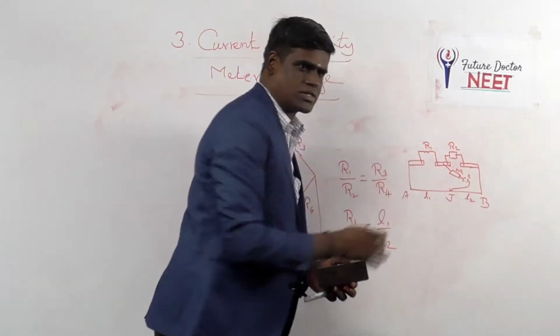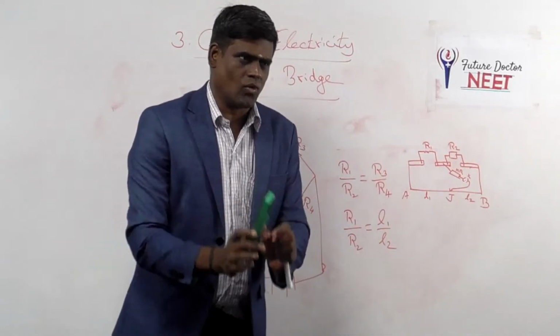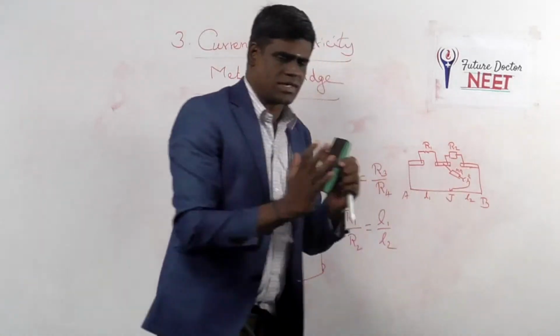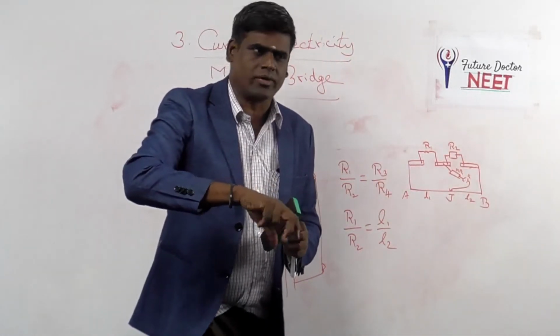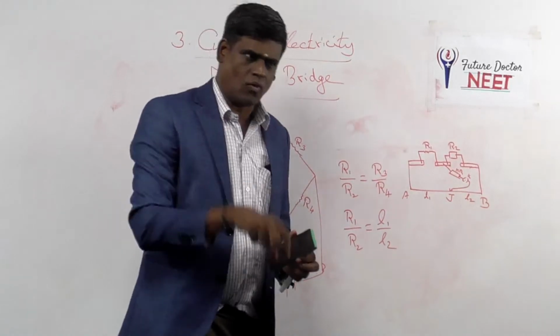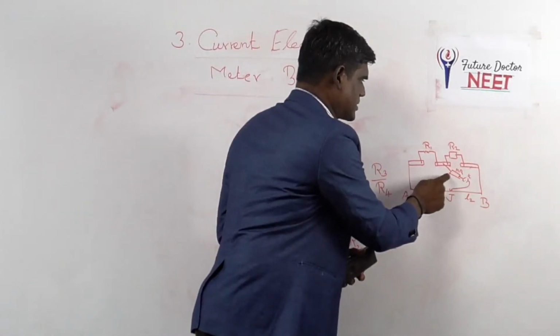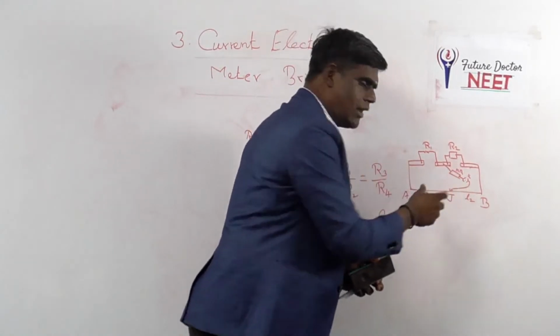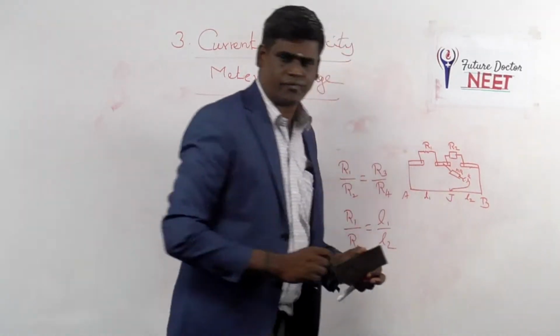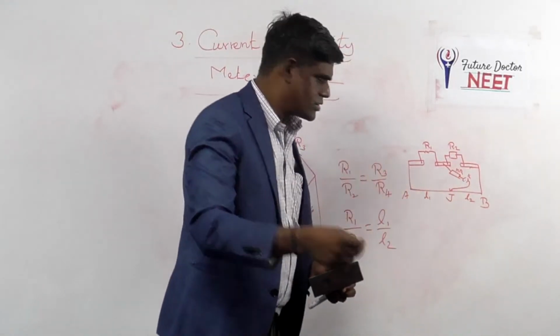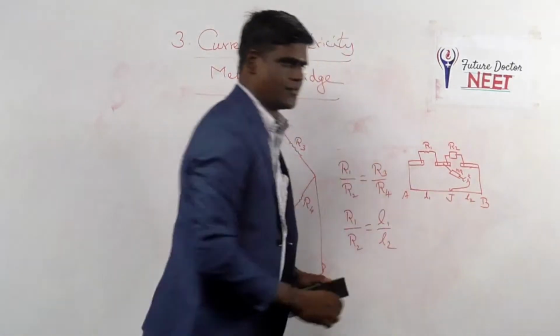R1 is an unknown resistance, some wire will be given and you want to find the resistance of the wire. R2, there is a resistance box. You are only going to give the value of resistance, 1 ohm, 2 ohm, like that. Or the circuit will be connected like this. High resistance, a key, which is a switch, and a jockey.